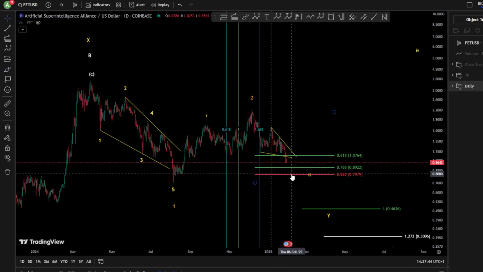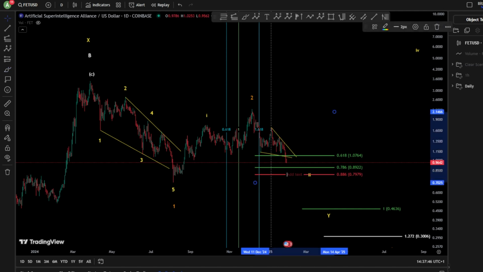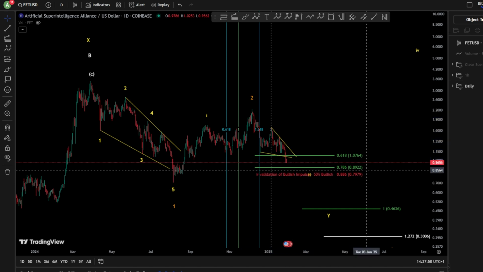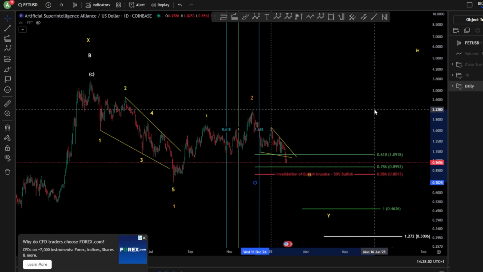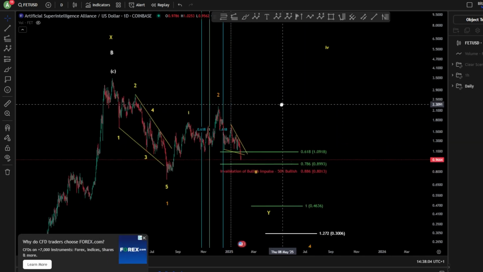So I will put here a sign, of course, of invalidation of a bullish impulse. Right? So let's say also 50% bullish, just because you might have a leading diagonal. That is the only way that you might have it.